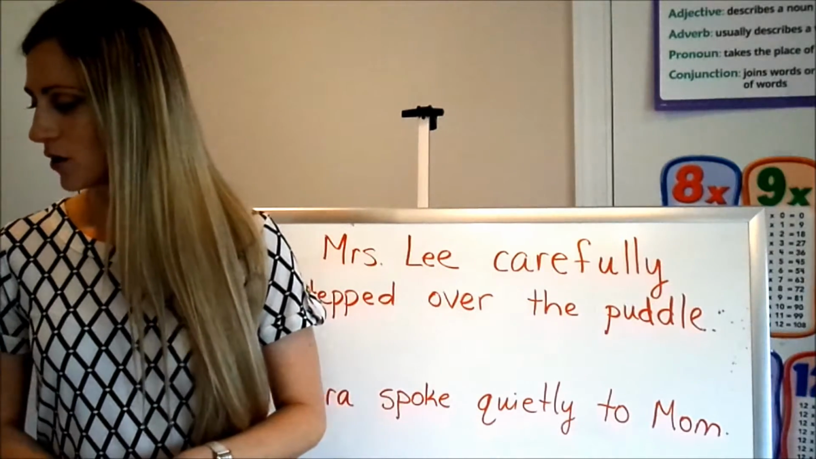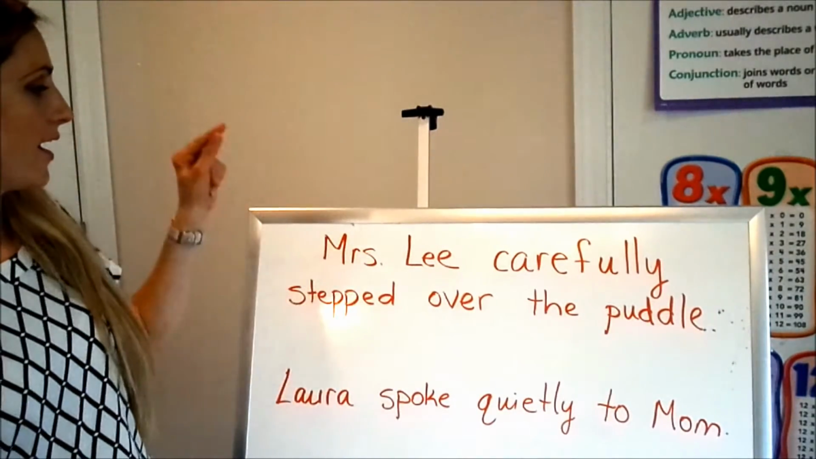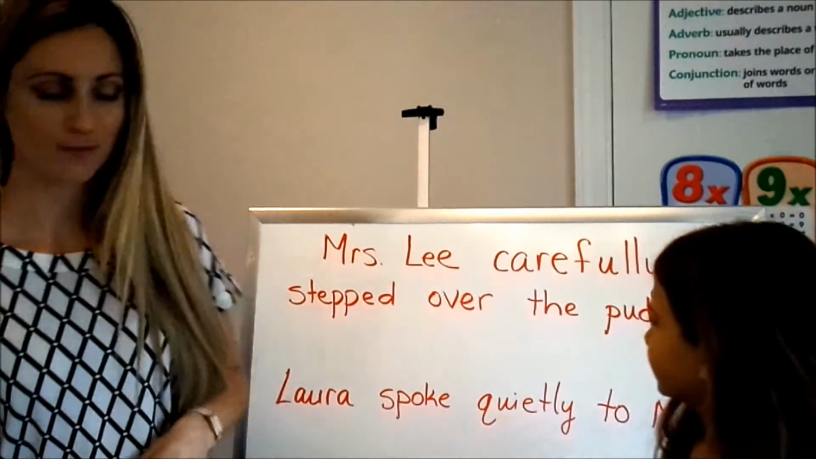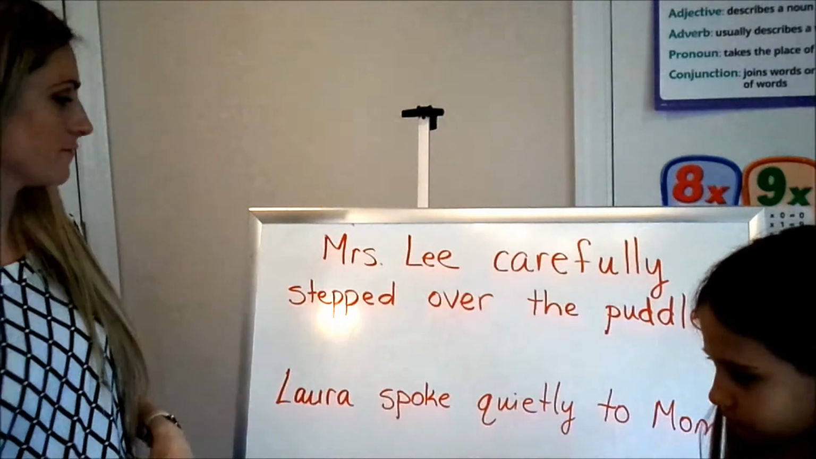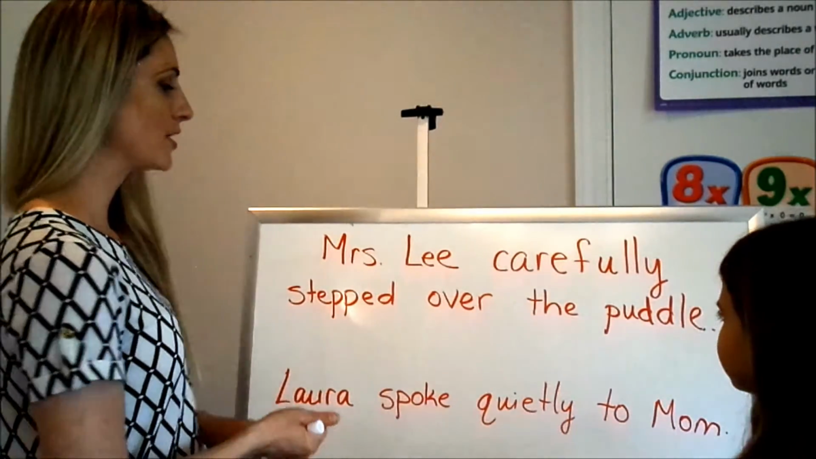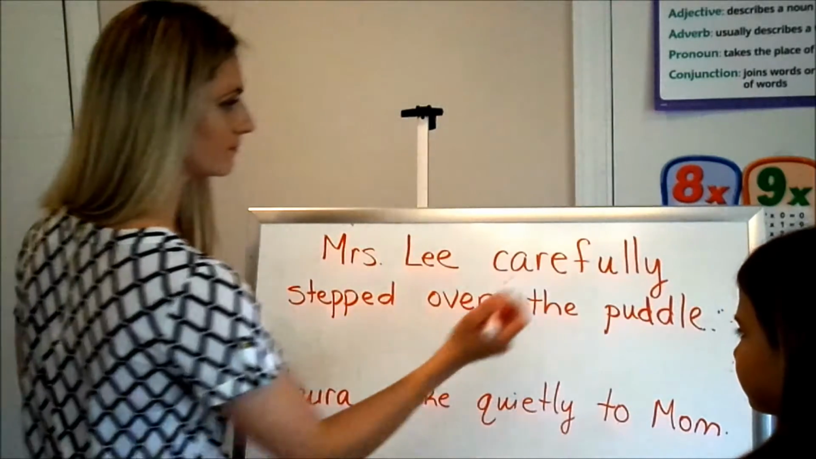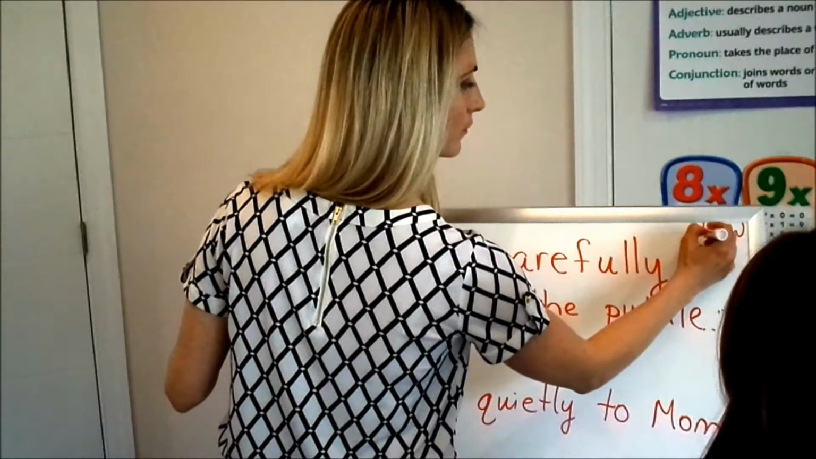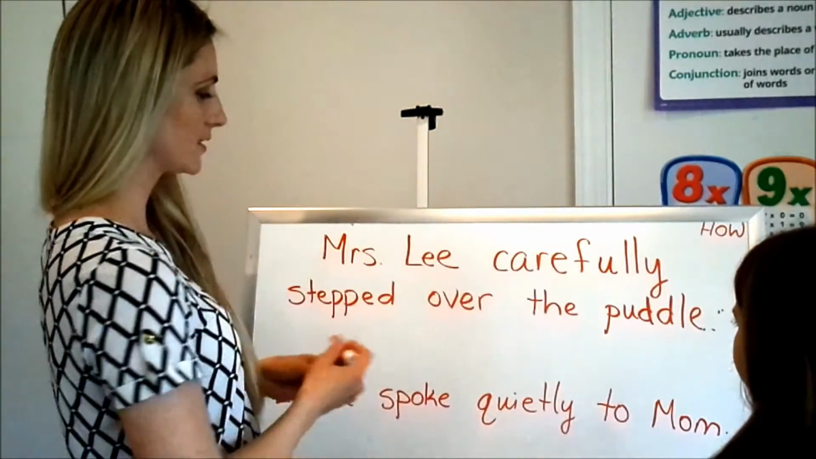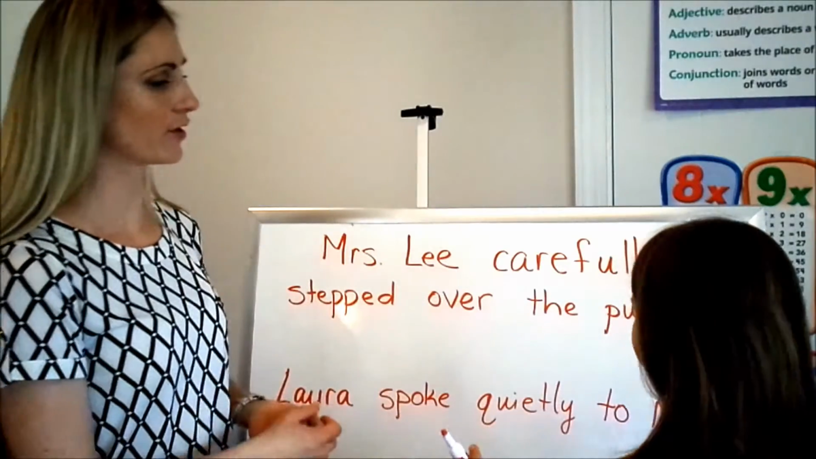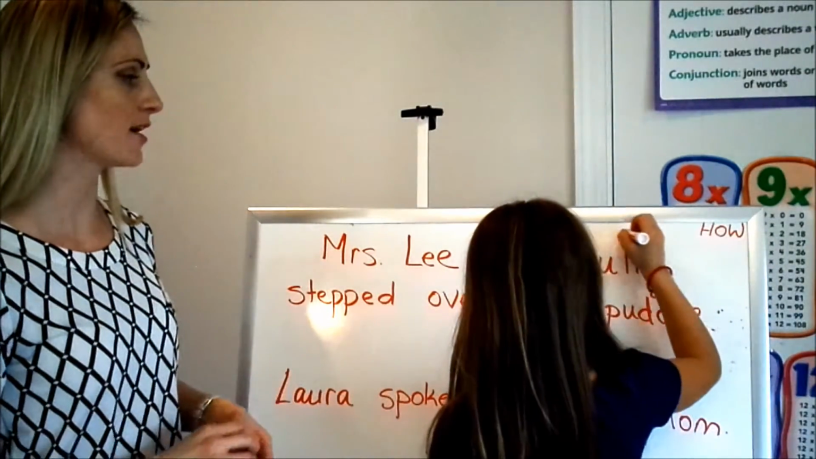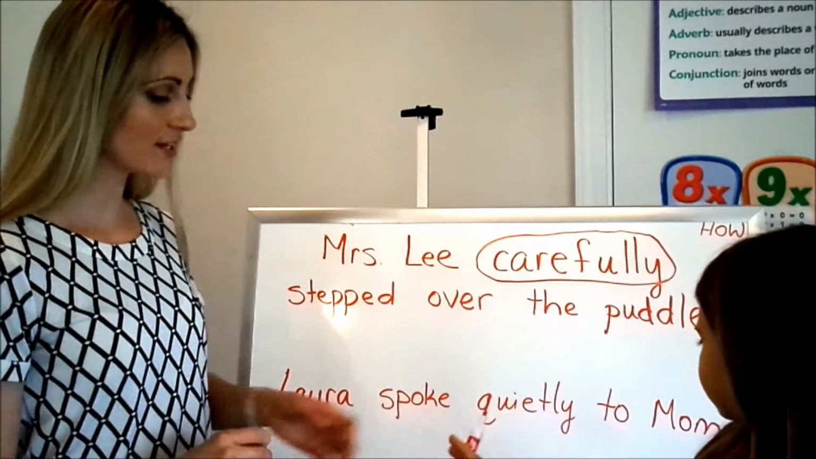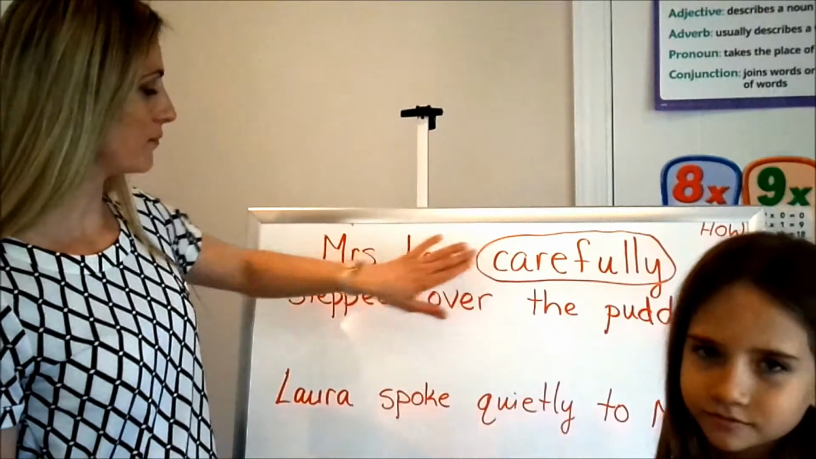Yes. All right. What word in this sentence tells how Mrs. Lee stepped over the puddle? Mrs. Lee carefully stepped over the puddle. The question is, I'm going to write it up here. How? How did Mrs. Lee step over the puddle? Can you circle the word that describes how she stepped? Carefully. So take a look. Carefully describes how she stepped.